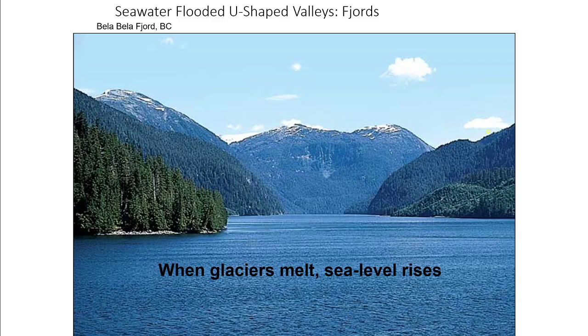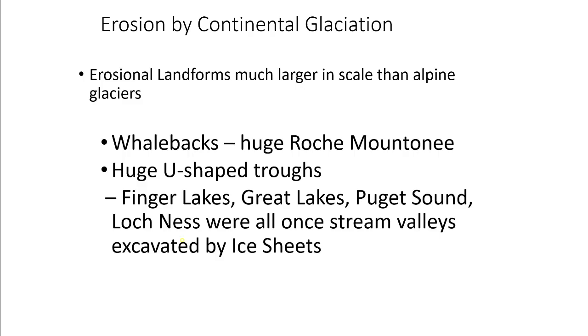So when the glaciers melt, then sea level rises and you end up with fjords. If you ever go to Finland or Norway, they have very steep-sided fjords that you can take boats through, and they're very deep and very steep-sided. So they're different than normal places.